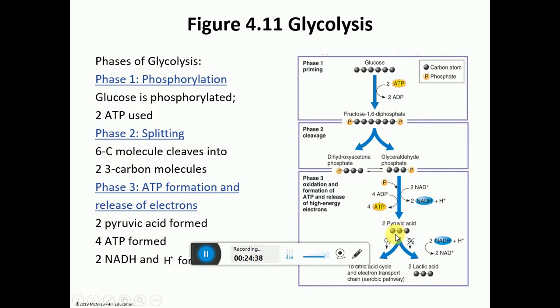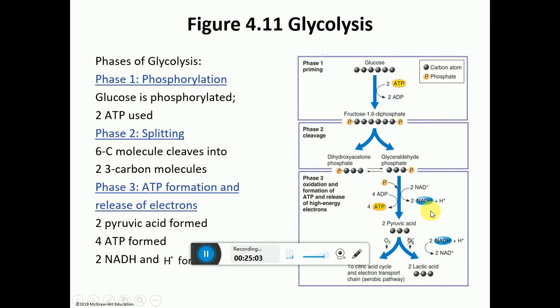Your third stage, that would be your ATP formation. So you're making 2 molecules of ATP. And you are going to also make 2 molecules of pyruvic acid. And we're going to be harvesting some of the electrons, and the carrier to harvest these electrons are NAD. You see the NAD is changed into NADH plus H, and same here as NADH.